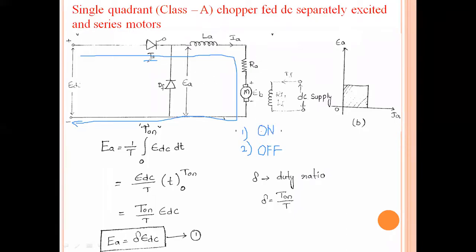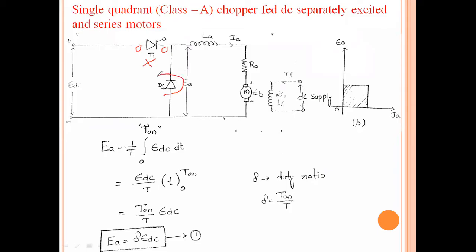And if the switch is turned off, which means the second condition, then the supply is disconnected because this will become open circuit, so there is no current flow through this switch. So the supply is open circuited from the motor.